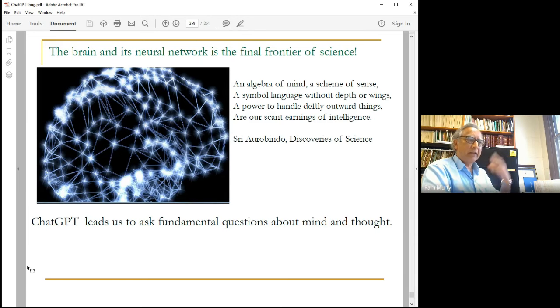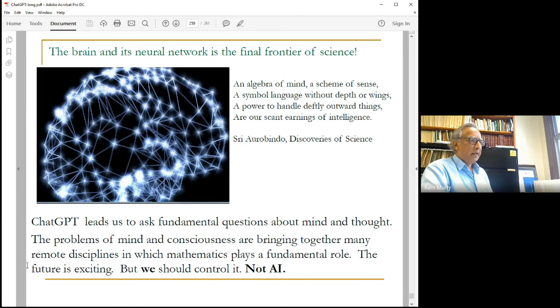ChatGPT leads us to ask fundamental questions. I'm not picking on ChatGPT, but we have to know what it is doing and how it is doing it. Then we will see what we can use it for and what we cannot use it for. We should not worship it, as the danger is at the moment that we do. It leads us to ask some fundamental questions about mind and thought. Problems of mind and consciousness are bringing together many remote disciplines in which mathematics plays a fundamental role. The future is exciting, but we should control it, not AI.